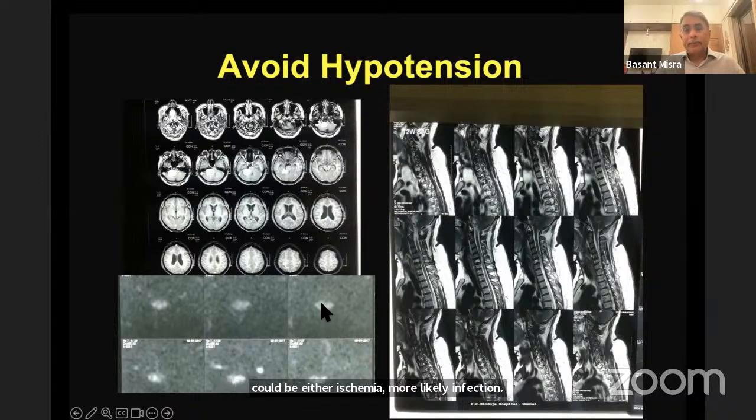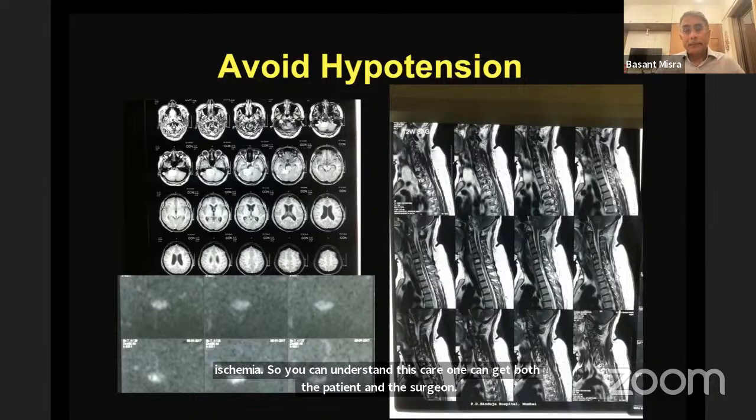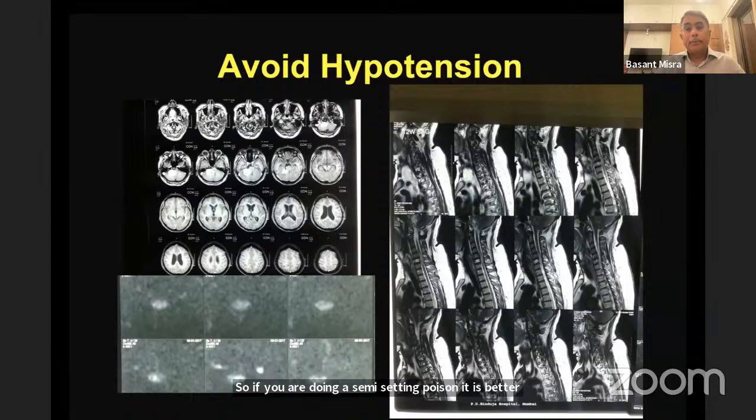Fortunately for the patient and for us, the patient improved over a period of time. For a couple of months, the power became normal. So probably it was ischemia. So you can understand the scare one can get, both the patient and the surgeon, if you have some kind of disaster when you were not explained about this problem. So if you are doing semi-sitting position, it is better to add on MEP along with that, and be careful about your blood pressure not going down below 100 systolic.